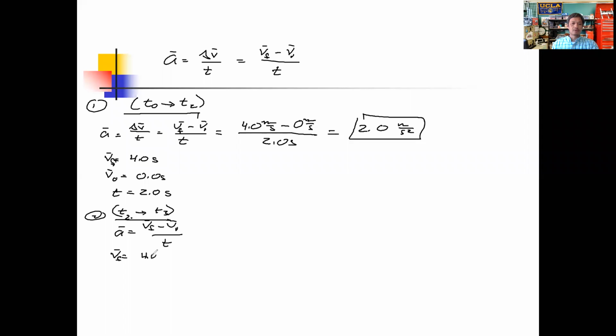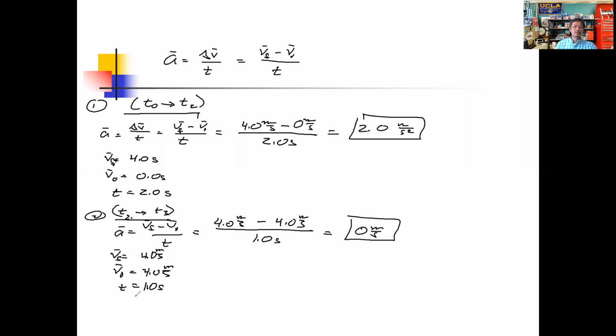V final was 4 meters per second. V initial was also 4 meters per second. And the time interval here was a 1 second time interval. We'll go and write that in. Okay, so let's plug in what we have here. We have 4 meters per second for V final, 4 meters per second for V initial, over a time interval of 1 second. And if you notice, the acceleration in this second time interval is going to be 0 meters per second squared.